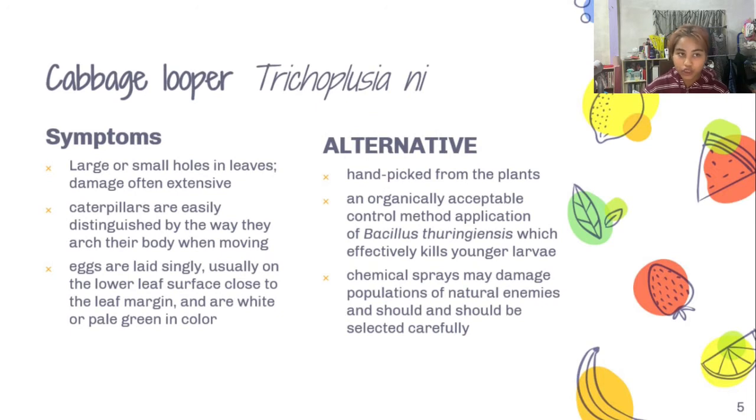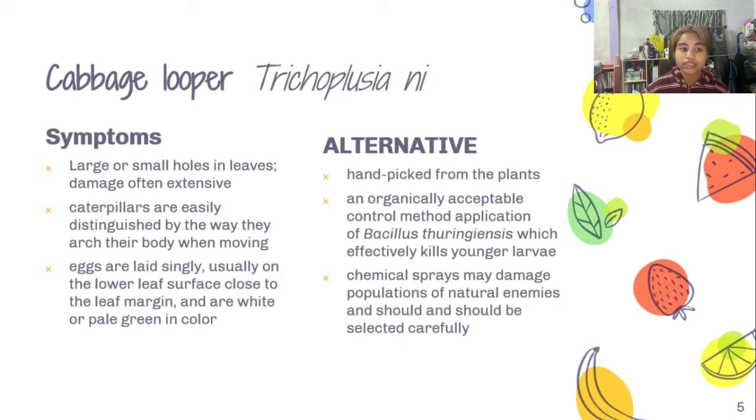Next, the cabbage looper, Trichoplusia ni. The symptoms of cabbage loopers: large or small holes in leaves, and damage is often extensive. Caterpillars are pale green with a white line running down either side of their bodies. Caterpillars are easily distinguished by the way they arch their body when they move. Eggs are laid singly, usually on the lower leaf surface close to the leaf margin, and are white or pale green in color. So, the management of the cabbage looper.